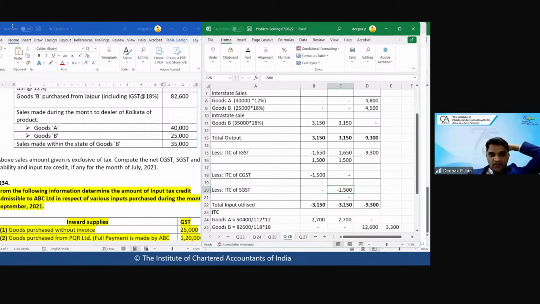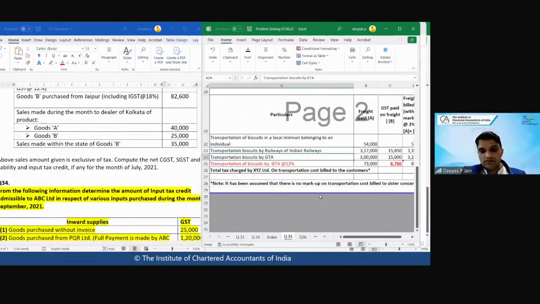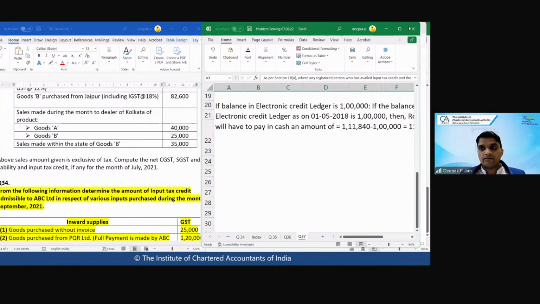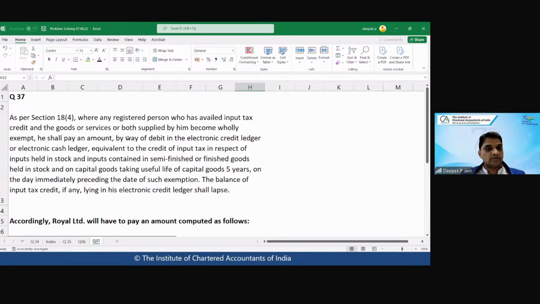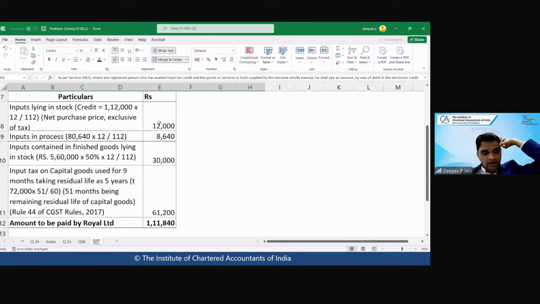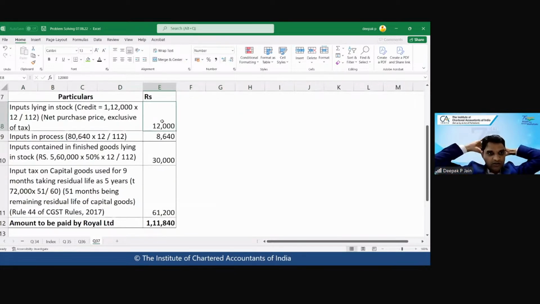Okay, anyone else? Question number 37, problem of 60 months and 5% of last class. Yeah, this we had worked out. Inputs lying in stock is 12,000. Inputs in process, again 12%. Input contained in semi-finished goods. And then input on capital goods, which is used for 9 months, taking residual life as 5 years. So 51 months being remaining residual life, the working comes at 61,200.